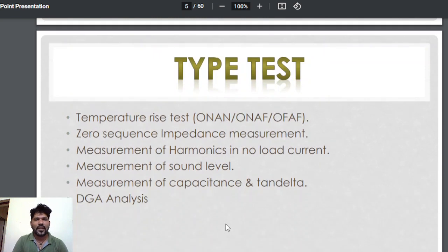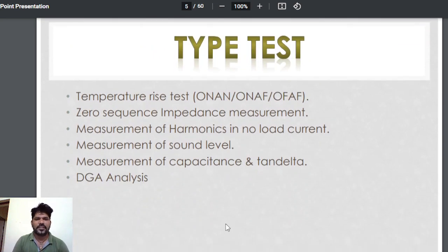In type tests: temperature rise test, zero sequence impedance measurement, measurement of harmonics in no load current, measurement of sound level, measurement of capacitance and tan delta, and DGA analysis. These are the type tests.